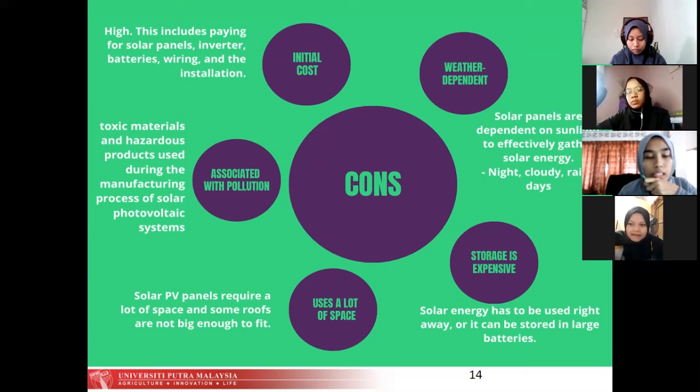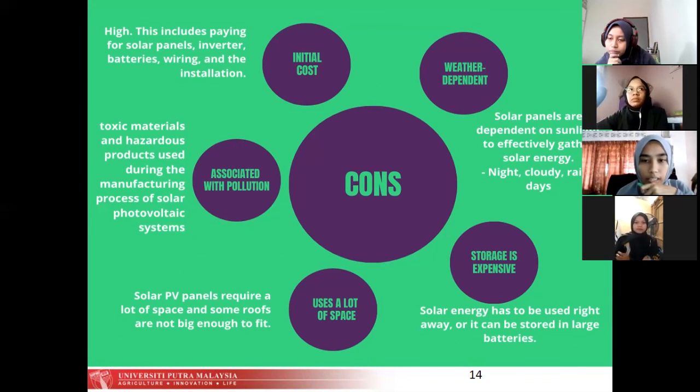The next one is that solar energy is weather dependent. Although solar energy can still be collected during cloudy and rainy days, the efficiency of the solar system drops. Solar panels are dependent on sunlight to effectively gather solar energy. Therefore, a few cloudy, rainy days can have a noticeable effect on the energy system. We also should take into account that solar energy cannot be collected during the night.